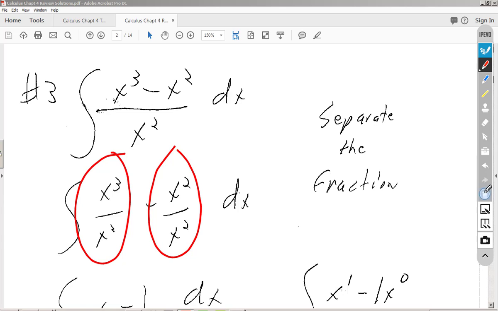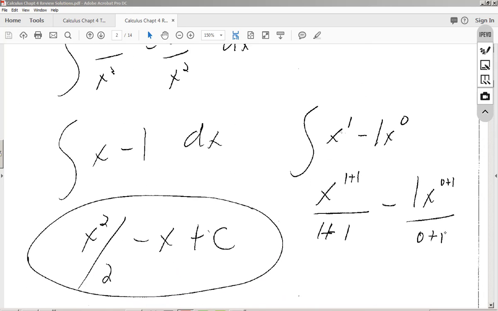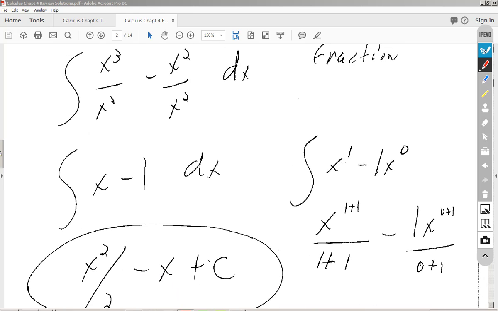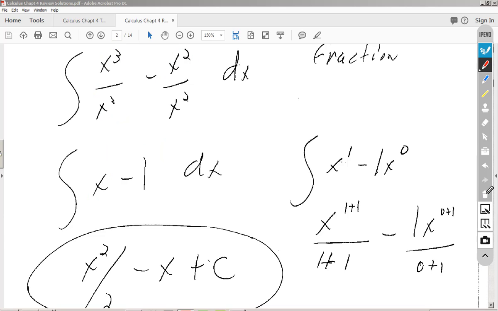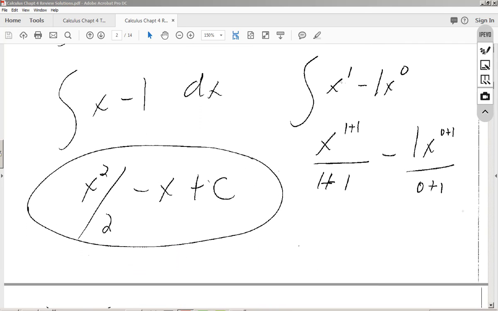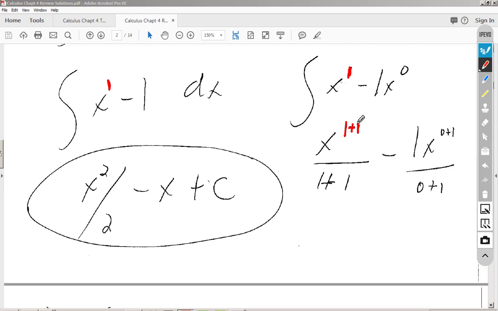Now that I've done that, I can use my algebra to simplify this down. So I know that x cubed divided by x squared is going to give me x for my answer. And x squared divided by x squared is going to be 1. Now that I've simplified this, I can integrate using my basic power rule, which just says you take your power. You'll notice that even though it's not written, this does have a power of 1. So this is going to be 1 plus 1, all over 1 plus 1. And so that would end up being x squared all over 2.